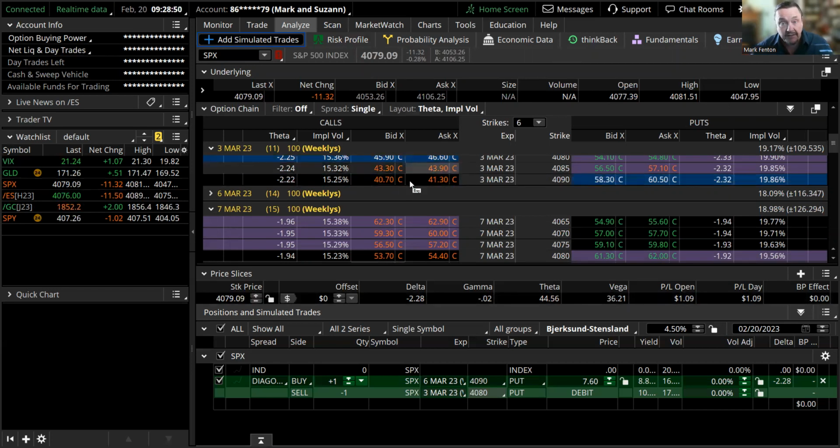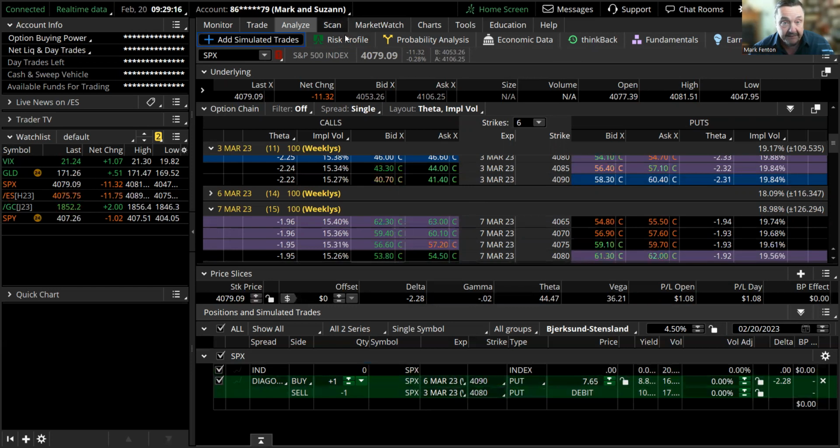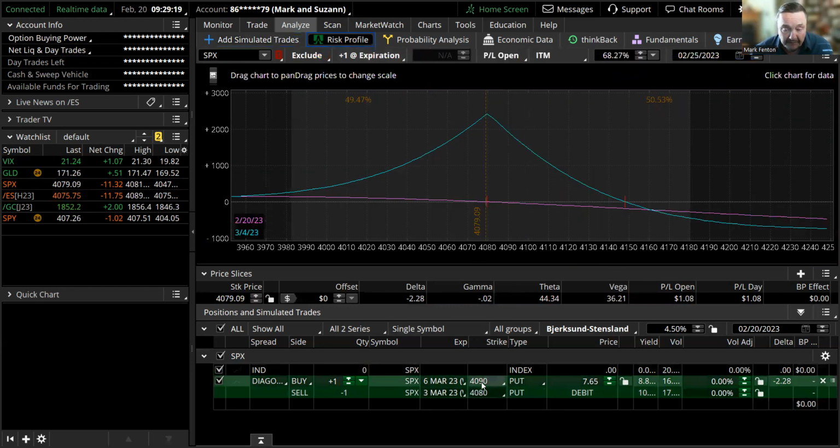But once again, in this trade, I've gone out here, and what I do in a put diagonal is I usually go a little above where we're trading, maybe 10, 15, 20 points, and I'll sell that option and buy a long above it. So if we look at this, we're trading at 40.79 here in the SPX. So I went to 40.90 on the 6th, and then I sold the March 3rd 40.80. So it looks like this.